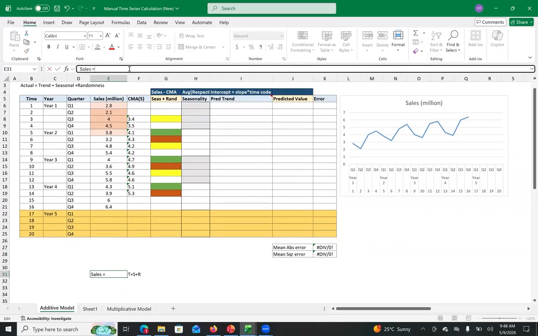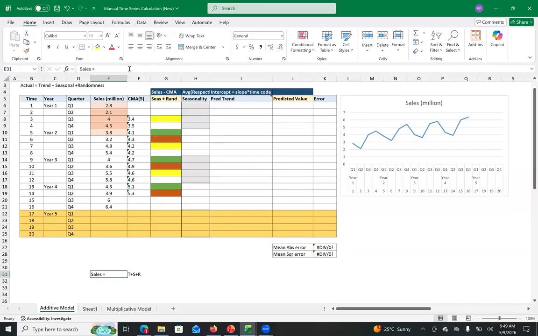Right now, sales is equal to trend plus seasonality plus randomness. I can also write it in this format: sales minus trend component is equal to seasonality plus randomness, right? So what I'm going to do next is just subtract the trend component from the actual value, and that will give me seasonality plus randomness.